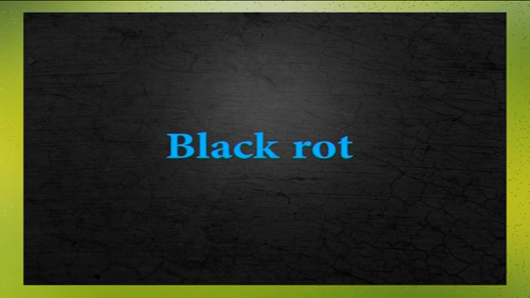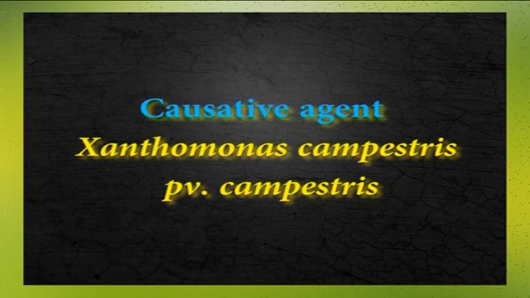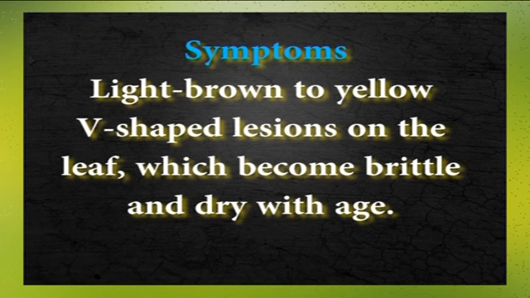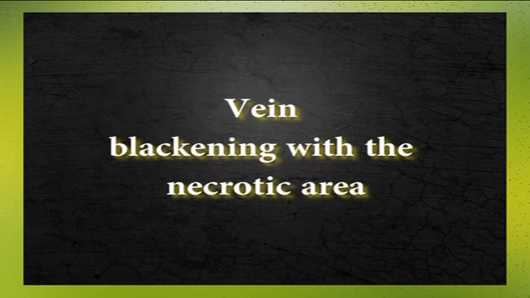The fourth important aspect is common bacterial diseases in crops. Here are a few common bacterial diseases of vegetable crops. Let us study about them one by one. Black rot. The causative agent is Xanthomonas campestris pathovar campestris. They affect brassicas. The symptoms include light brown to yellow V-shaped lesions on the leaf which become brittle and dry with age, and vein blackening with a necrotic area.